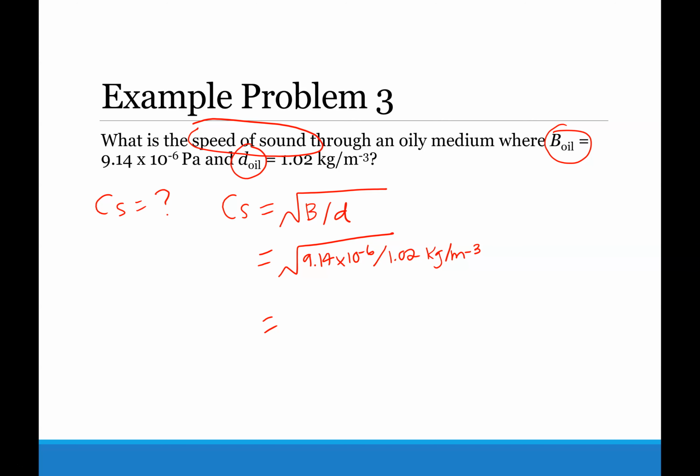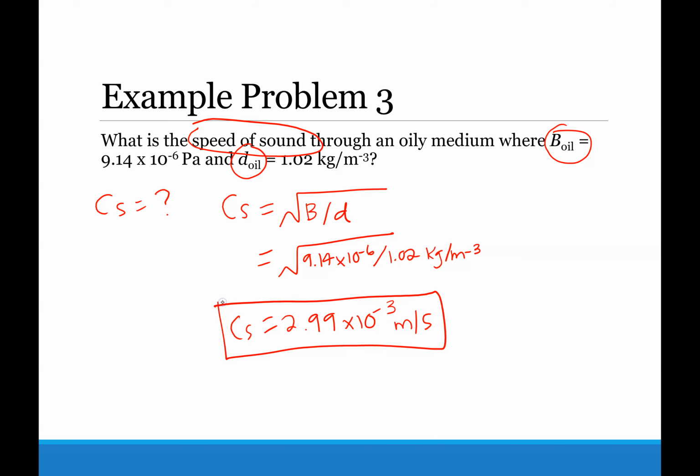And that is going to give you a speed of sound that is 2.99 times 10 to the minus 3 meters per second. Let me know if you have any questions about example problem 3.